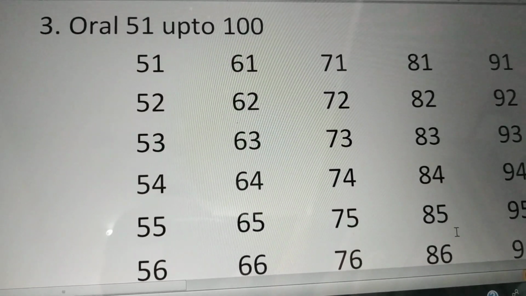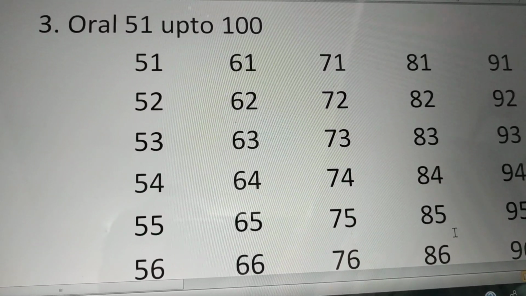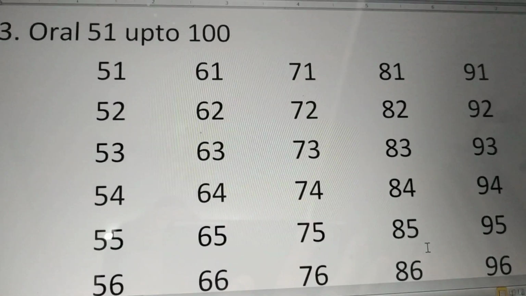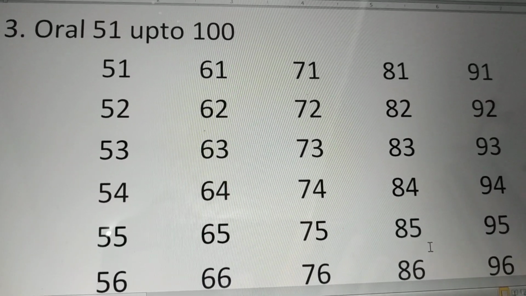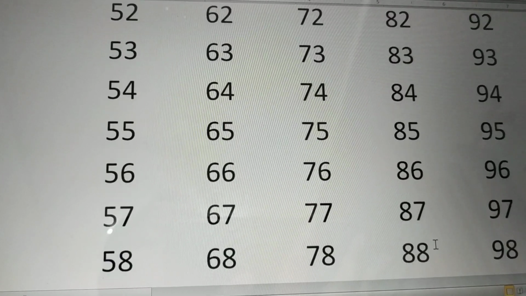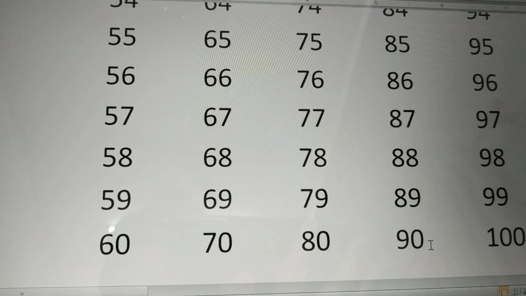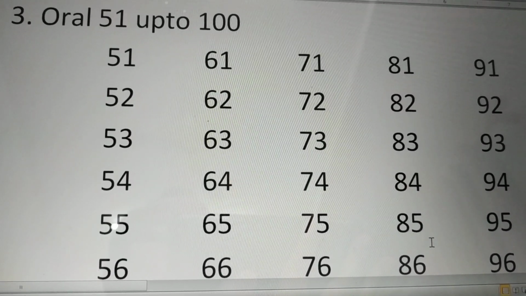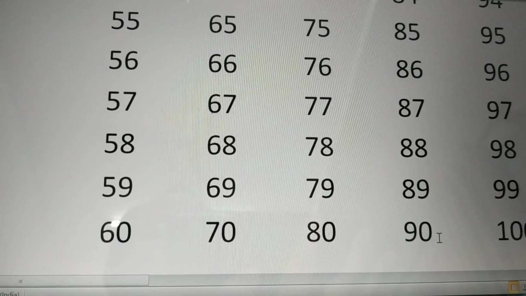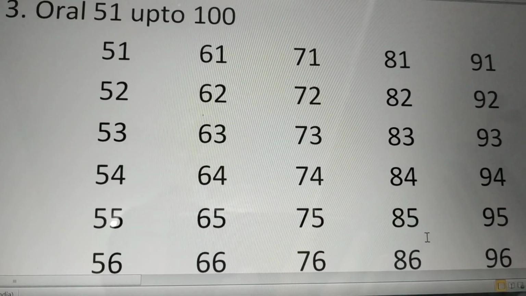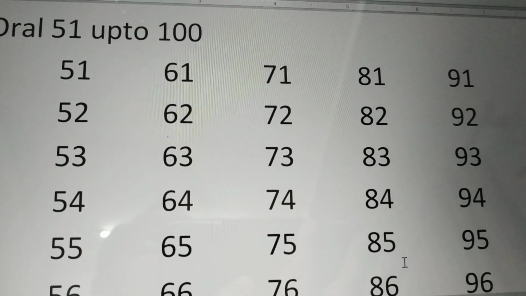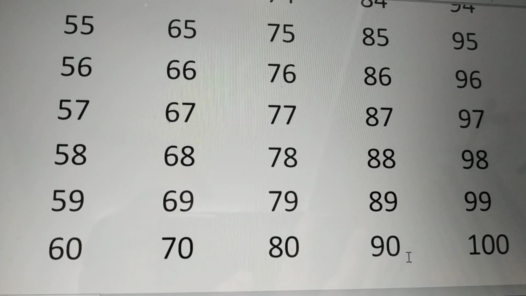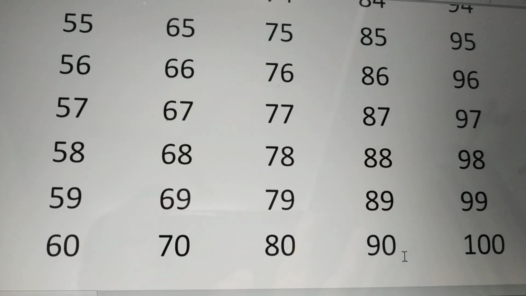Next, question number 3. Write 51 up to 100. 51, 52, 53, 54, 55, 56, 57, 58, 59, 60, 61, 62, 63, 64, 65, 66, 67, 68, 69, 70, 71, 72, 73, 74, 75, 76, 77, 78, 79, 80.